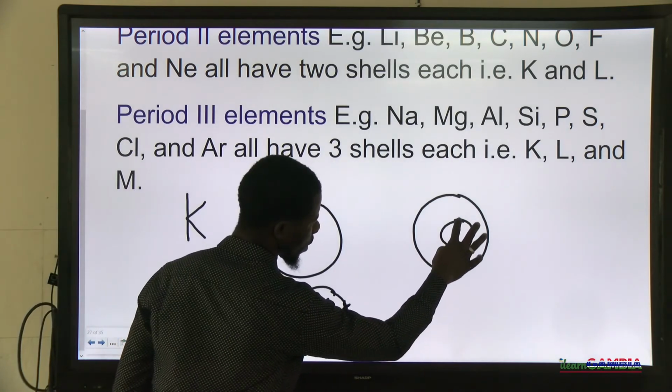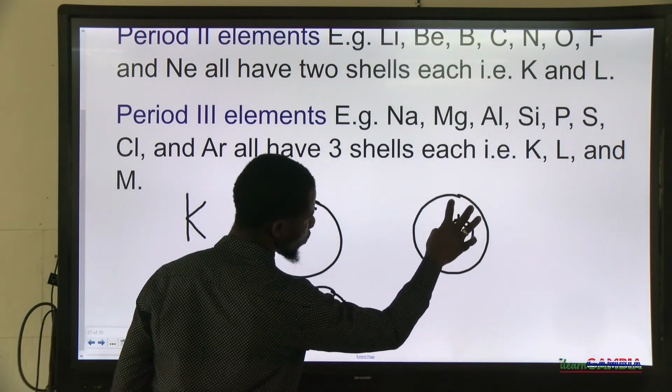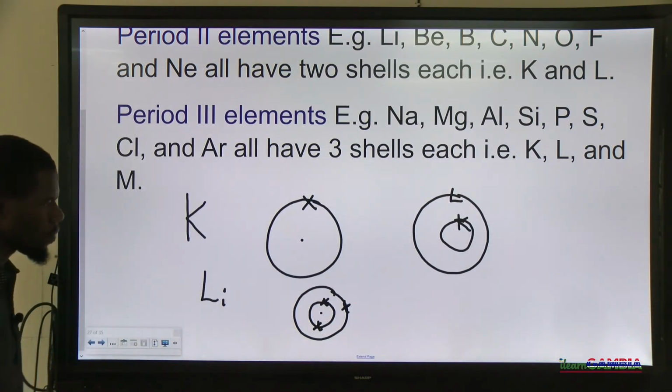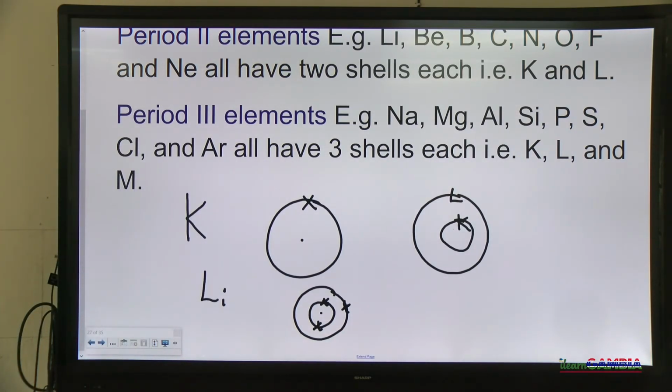So we have this as the K cell and this one as the L cell. So they have only 2 periods. Therefore they belong to period 2.